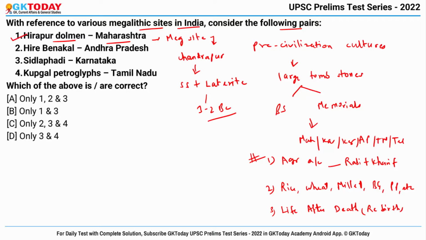Second is Hire Benkal, Andhra Pradesh. This is actually a megalithic site not in Andhra Pradesh, rather in Karnataka, and it dates back to 800 to 200 BCE and it is on the tentative list of UNESCO World Heritage Sites. So this one is wrong.